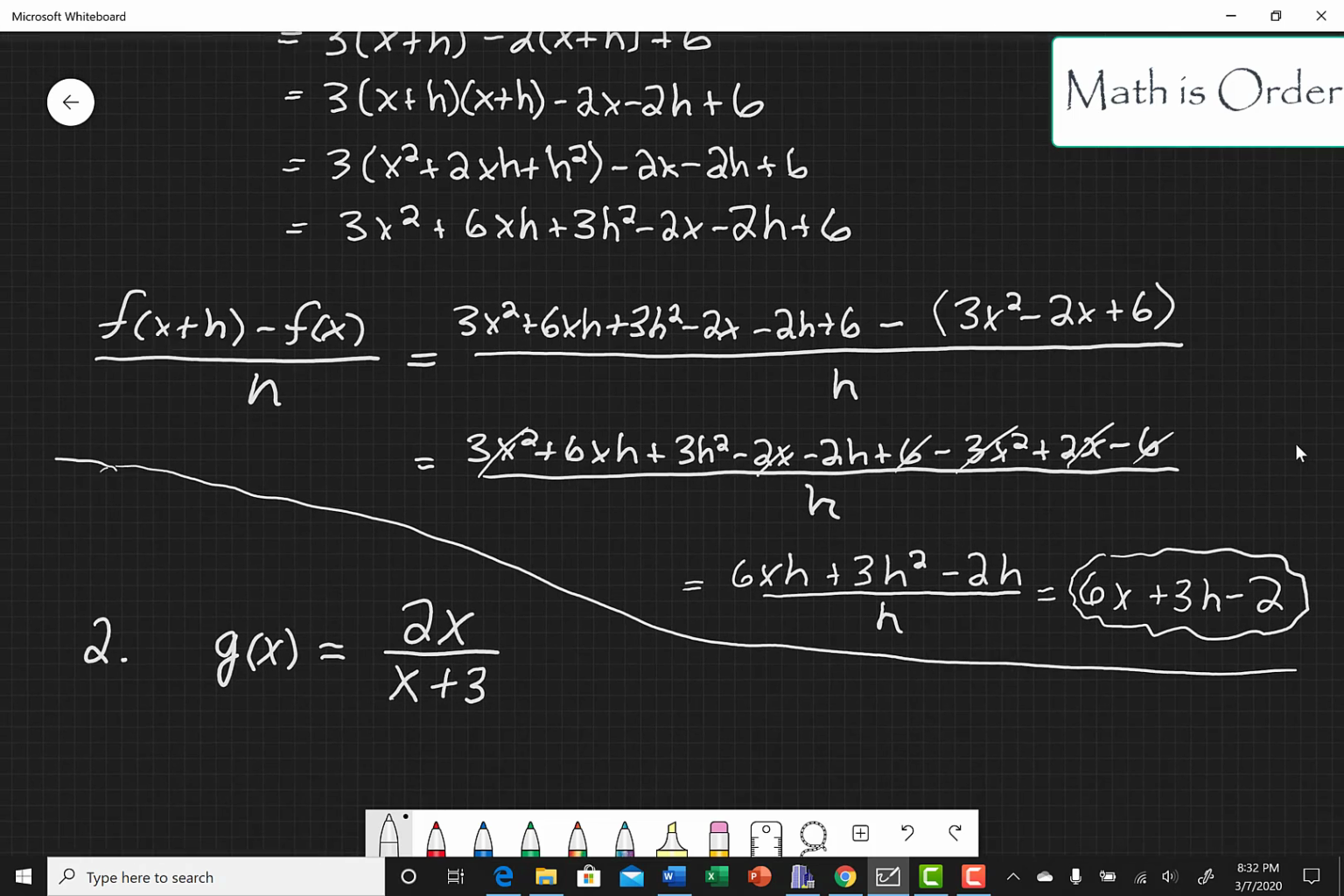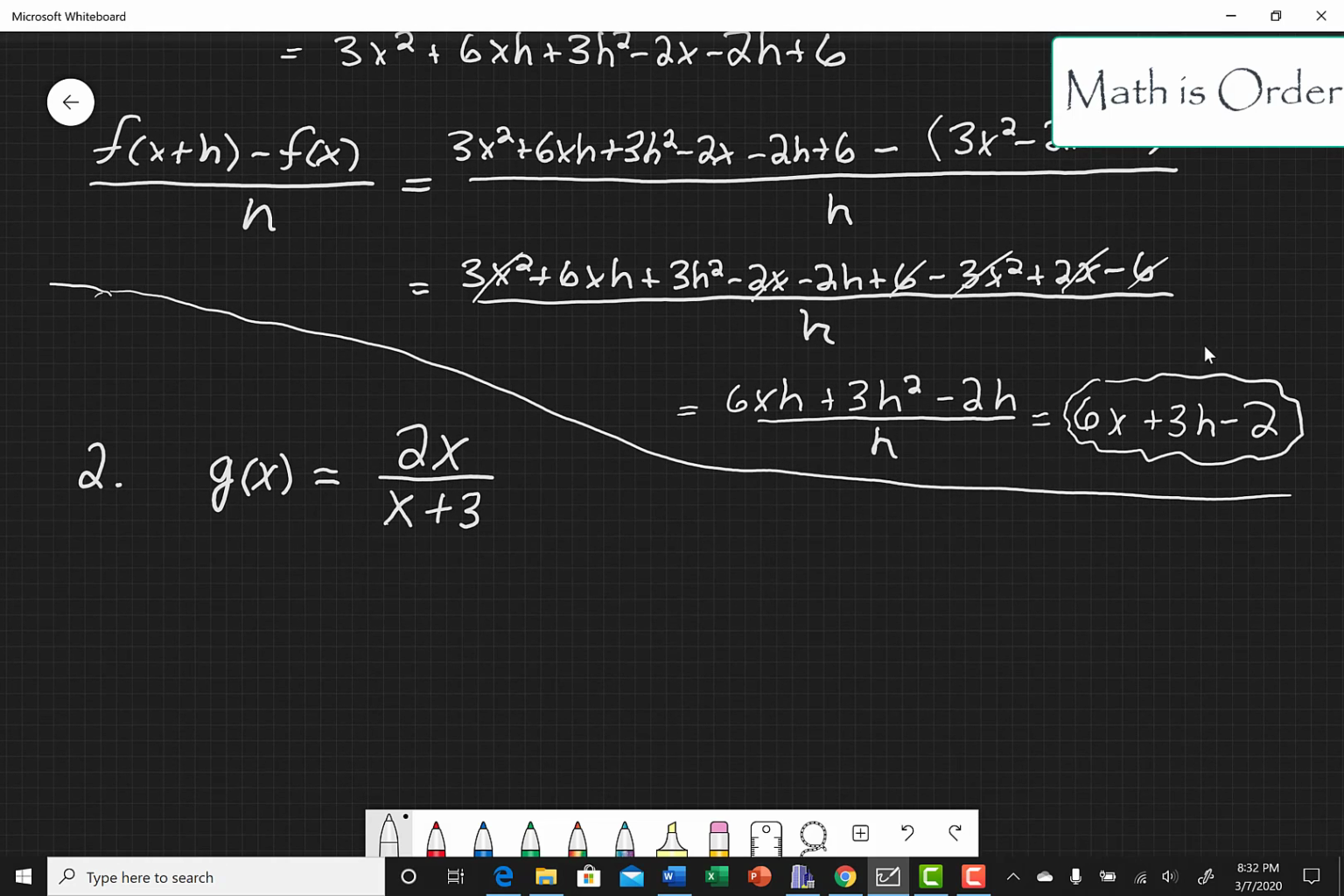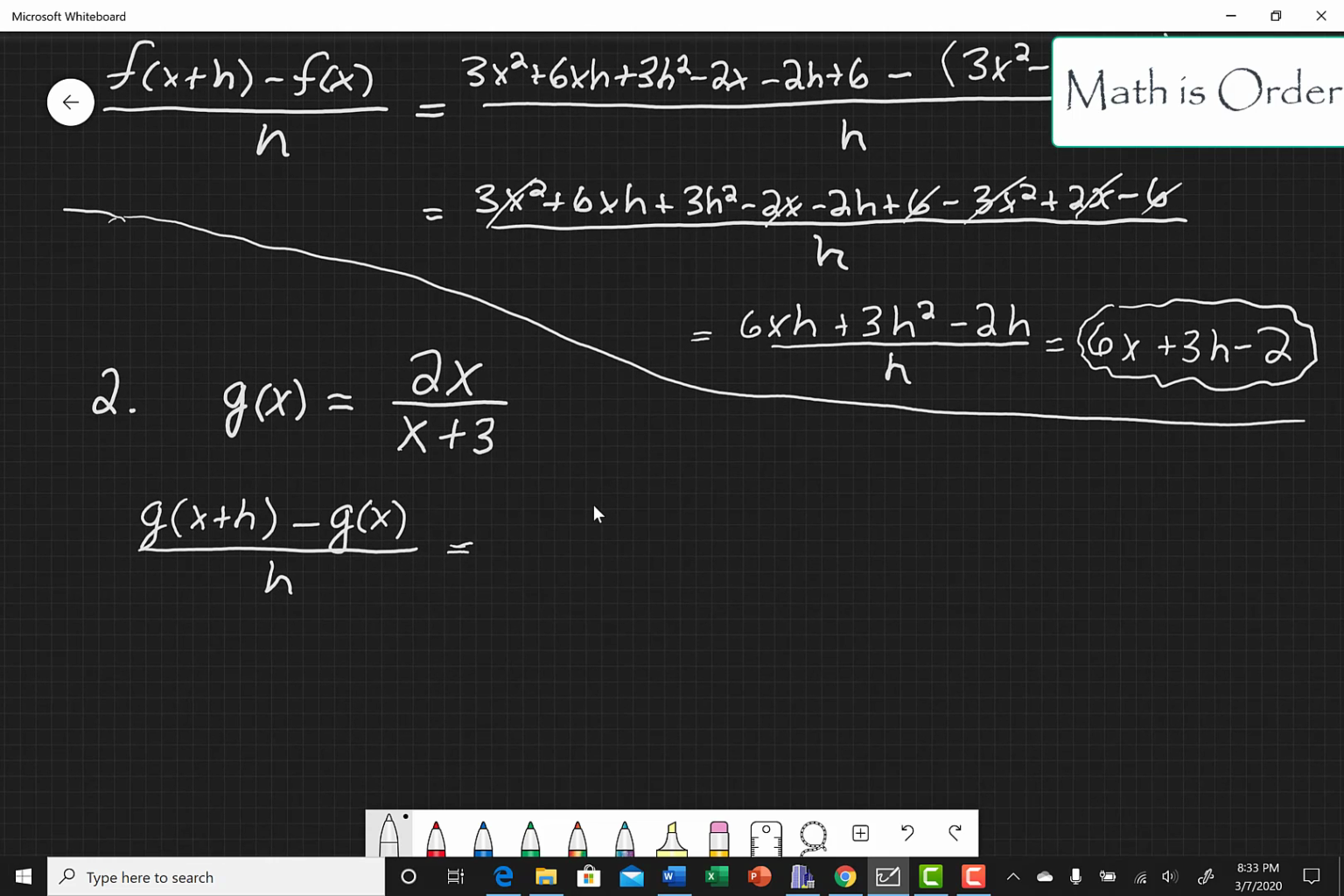All right, let's do another one. This time, same thing. Even though they give you a function g of x, it's the same idea to find the difference quotient. So this time we want to find g of x plus h minus g of x over h. We need to find g of x plus h. We already have g of x. So what is g of x plus h?